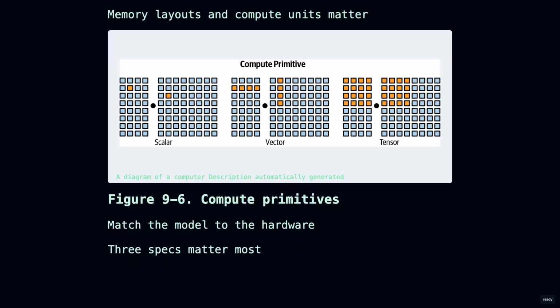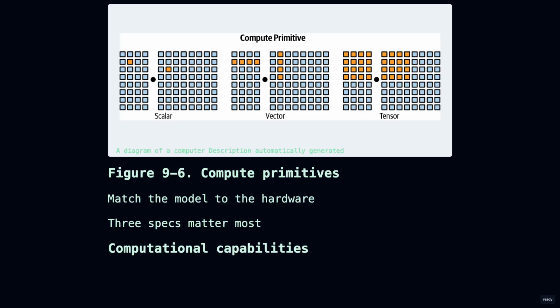Chip datasheets can be full of details, but three numbers usually matter most: compute, memory, and power. We'll use GPUs to make those ideas concrete. First, let's talk about raw compute. This is the chip's ability to perform operations per second, and it is usually the headline number in a spec sheet.